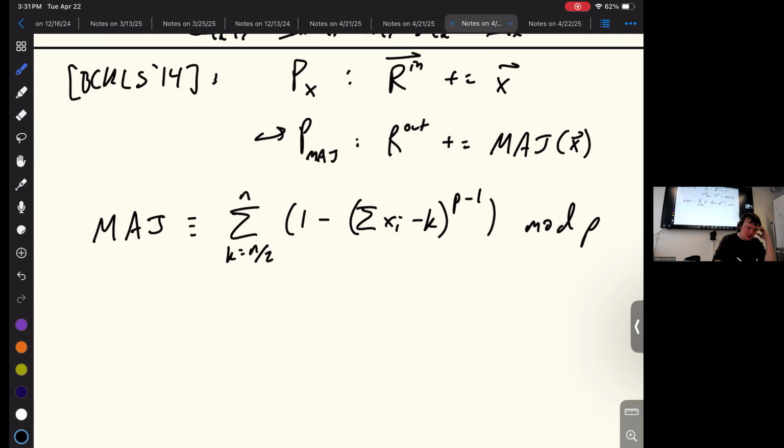How are you going to do it? So fix some k. You're going to take the sum of the xi's and subtract off k. This value is 0 if you got the right value of k, and it's going to be something else otherwise. Now, using Fermat's little theorem, if you power this to the p minus 1 and you take a mod p, you're going to have 0 if you got the right guess of k and 1 otherwise. We're going to flip that around, so do 1 minus that. So now it's going to be 1 if you got the right guess and 0 otherwise. And now summing over all possible guesses of k, if any one of them is the correct number of ones, then you're done. You're going to get 1, and otherwise you're going to get 0.